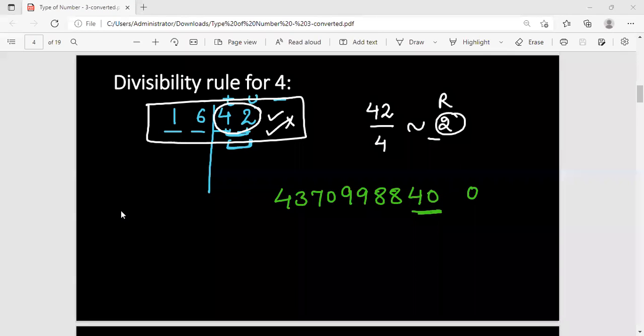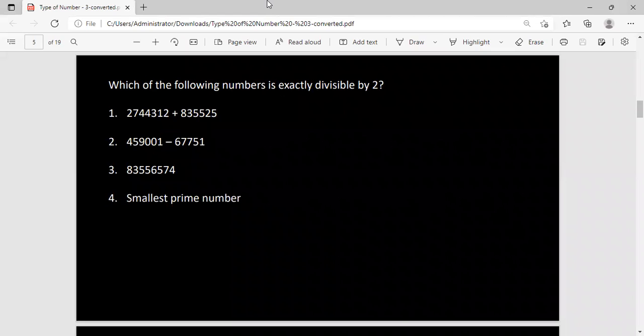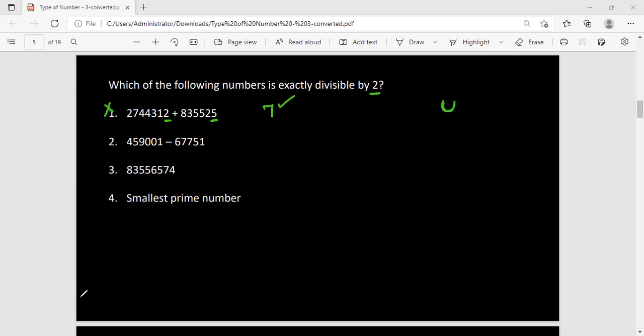Let us try to do a sum. Which of the following numbers is exactly divisible by 2? Once again, what was the divisibility rule of 2? Unit place should be divisible by 2. So here, don't add both the numbers. You just add the unit place. At the unit place, we are getting 7, which is not divisible. That's why whatever be the addition, the result will never be divisible by 2. So this is not the answer.